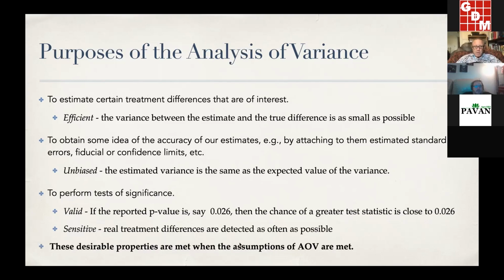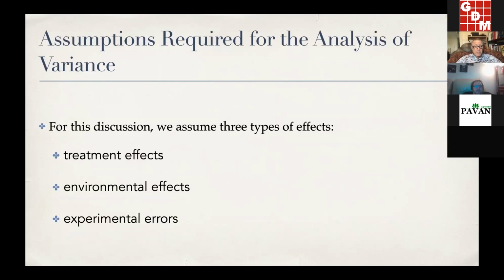These desirable properties are met when the assumptions of the analysis of variance are met. Now, for part of this discussion, we're going to assume three types of effects. There's a treatment effect, there's an environmental effect, and there's an experimental error. For most of us, that means our treatment structure and our replicate structure or our blocking structure, and then our residual error. So we're going to be thinking in terms of analysis of variance of randomized complete block designs.